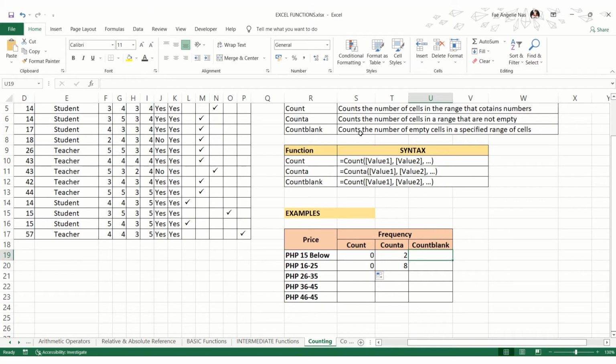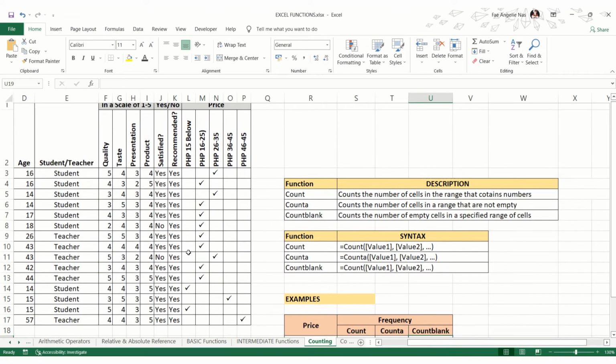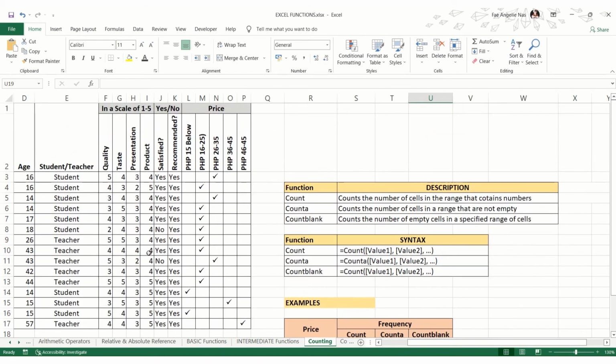Okay, so next is the COUNTBLANK function. COUNTBLANK counts the number of empty cells in a specified range of cells. So for example here, some of the respondents forgot to respond in this section. So we would like to know how many of the respondents forgot to answer this question.